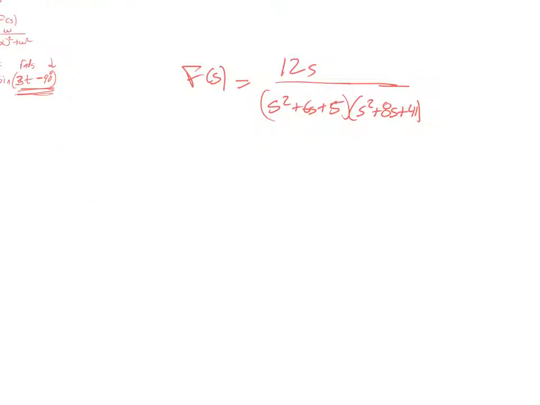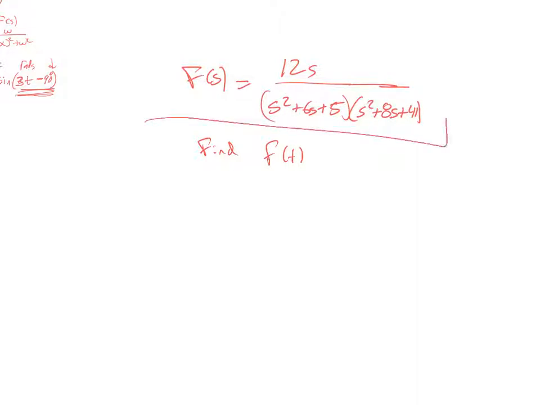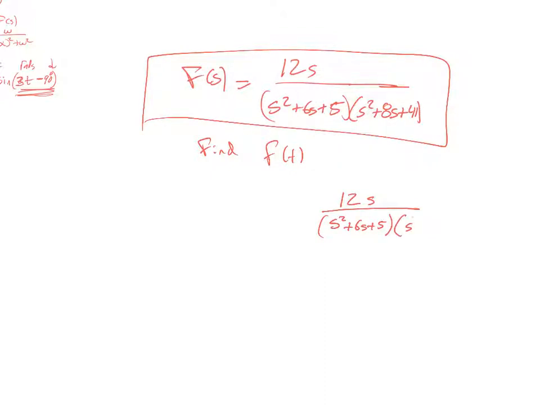Okay, for homework, I would like you to find f of t for this F of s. So if you can't read it, let me write it a little more clearly. It's 12s over s squared plus 6s plus 5 times s squared plus 8s plus 41. That's the F of s. Doable?